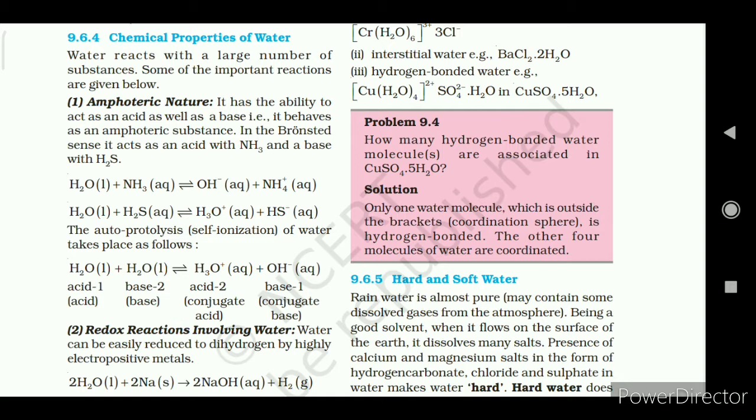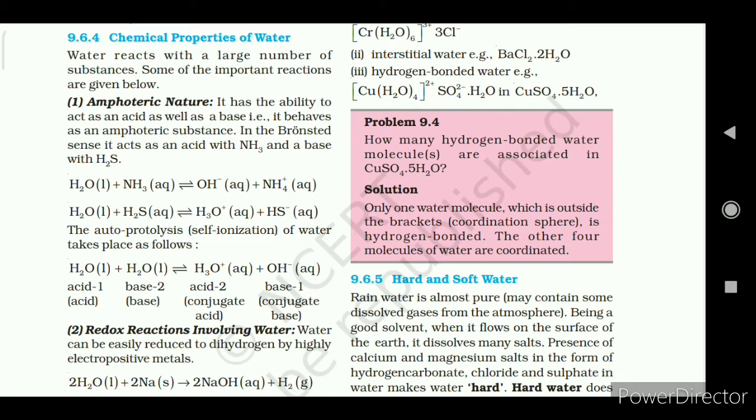2H2O plus 2Na gives 2NaOH plus H2. Thus, it is a great source of dihydrogen. Water is oxidized to oxygen during photosynthesis. With fluorine also, it is oxidized to oxygen.